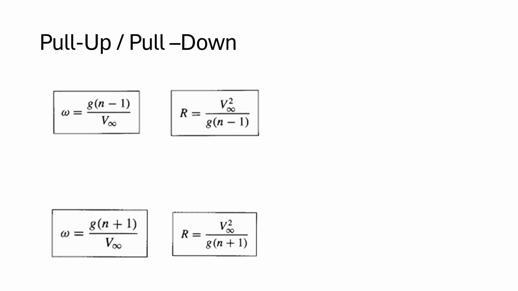And then is the pull up and pull down. For pull up, this is the turn rate, this is the turn radius. For pull down, this is the turn rate and turn radius.